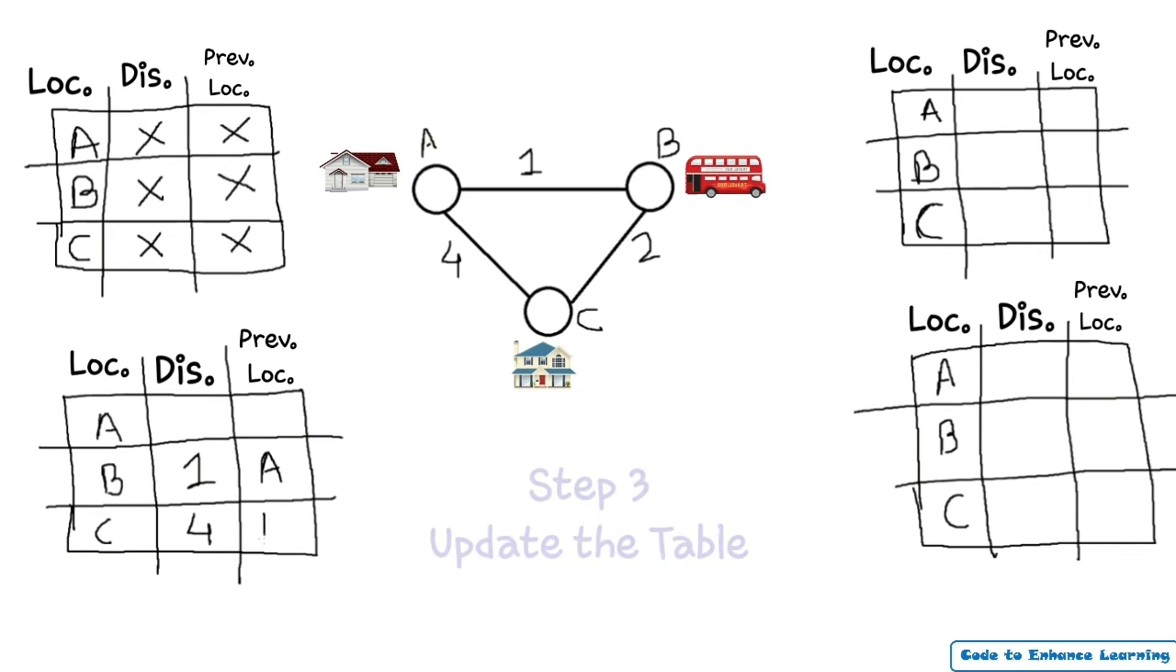So at this point, we can say that the shortest path to B is via A, and that is a distance of 1. And the shortest distance to C from A is 4, and it is via A. What about A? A is 0 because we are at A and we don't have to travel anywhere, and it is via A itself. Okay.